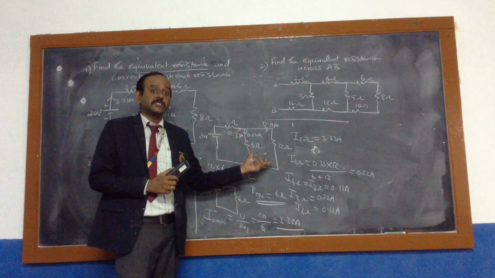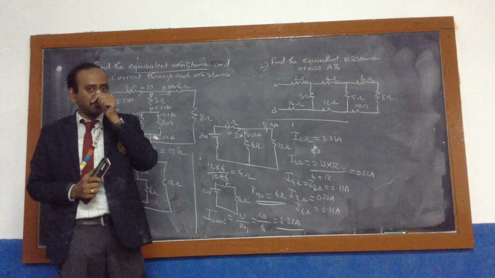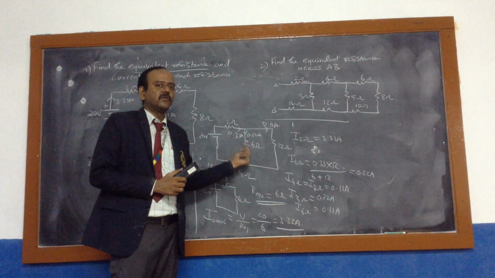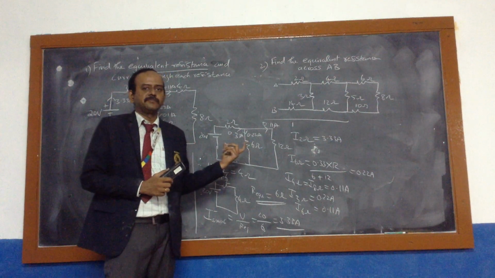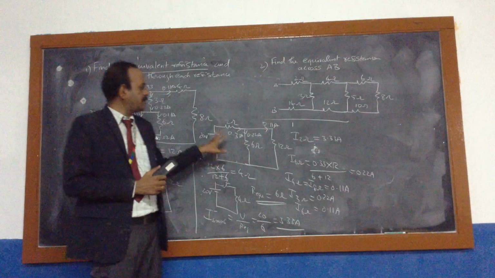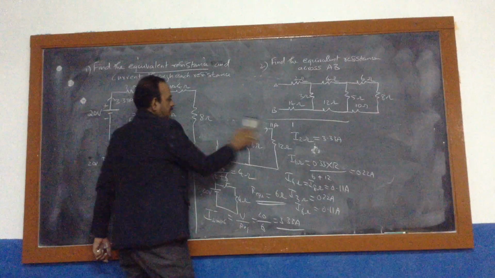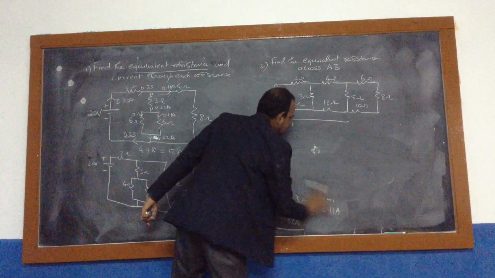Suppose the resistances are in series, then you can't apply the current divider; you apply the voltage divider instead, if you want to find the voltage across each resistance. Otherwise, here we will apply the current divider. So we move on to the second problem. Same type: series parallel.